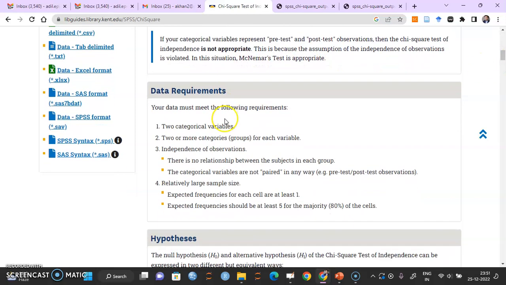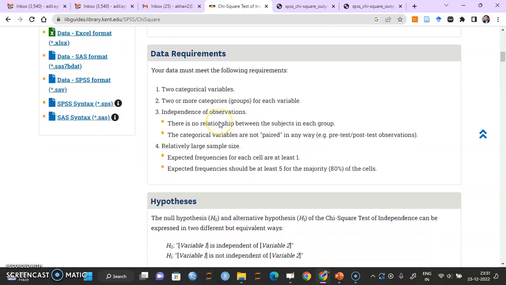So let's have a quick look at the data requirements for the chi-square test. The data must meet the following requirements: two categorical variables, with two or more categories in each group. Another is independence of observations, which means there is no relationship between the subjects in each group. For example, we can have groups like male and female. These two groups will be mutually exclusive.